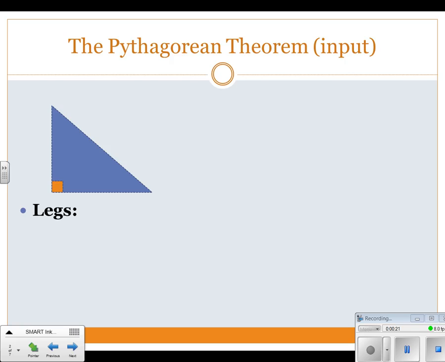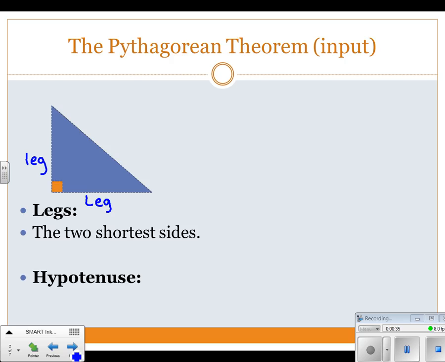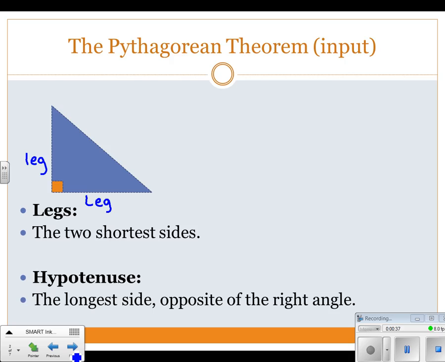In this right triangle, you always have legs, which are your two shortest sides. So in my picture, here is one leg, and here is the other. The hypotenuse is the other side. That's the longest side, opposite of that right angle. So you can see I have my right angle here represented in orange. Across from that is called the hypotenuse.